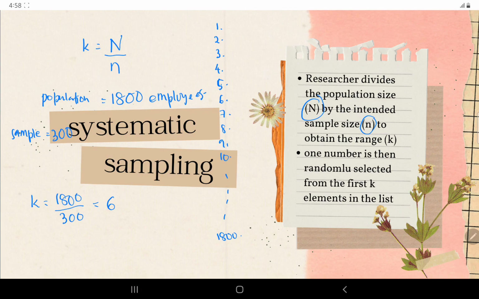And then the second step is we need to use the lucky draw method. Lucky draw method is the method from SRS tadi ya. Lucky draw method maksudnya kita pick randomly one number. Let's say kita pick randomly number 2. Nombor 2 kita pilih, so maksudnya kita pilih nombor 2. List nombor 2 ni sebagai responden kita. Contohnya nombor 2 ni nama dia Aminah.